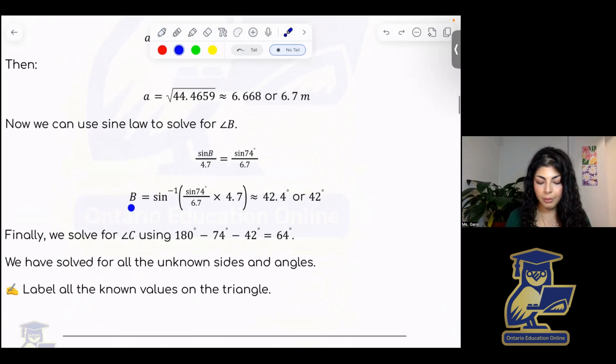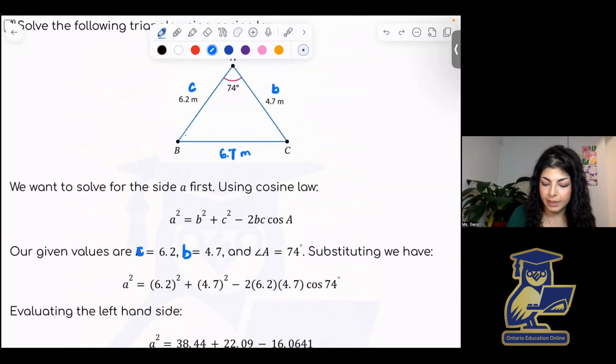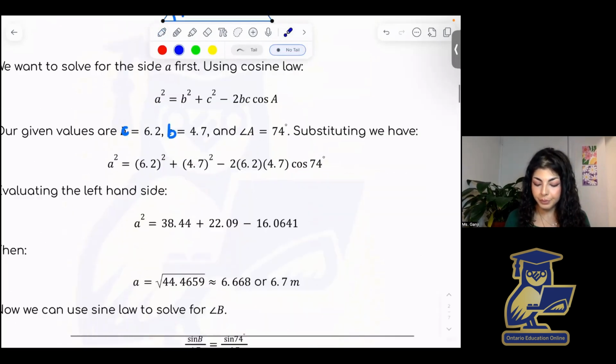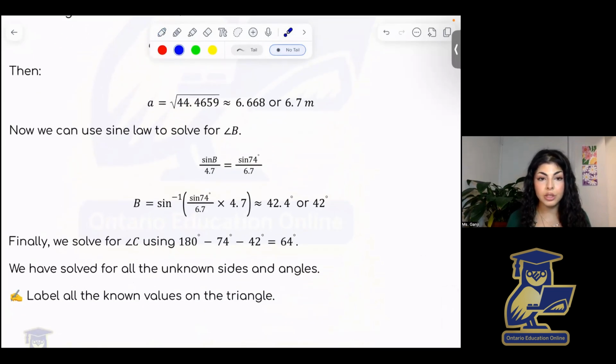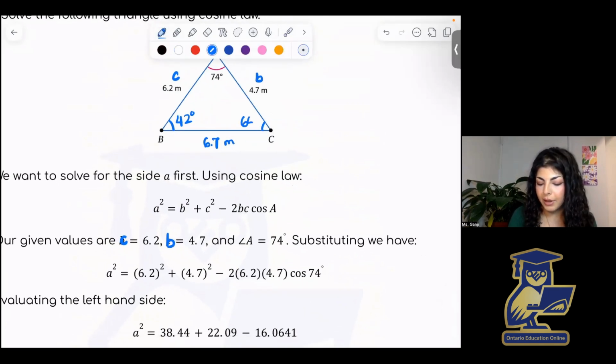And to solve for angle B, I take the sine inverse, which gives me 42.4. But again, with degrees or angles, we do round to the nearest degree. So just 42 degrees is fine there. So then this here is 42 degrees. Now, for angle C, you can of course use the interior angles of a triangle, or you can use sine law again. So here I did use just the interior angles. So 180 degrees minus 74 degrees and minus 42 degrees is 64 degrees. And that's this angle right here.